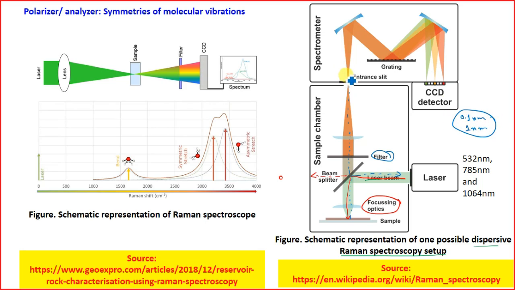Then from here it goes to a mirror. This mirror reflects the light onto the grating, and this grating decomposes the light. That decomposed light is focused onto the CCD sensor, and then you can get the spectra in a computer.